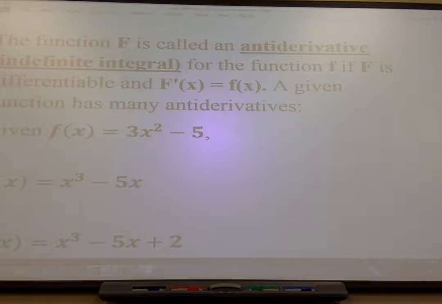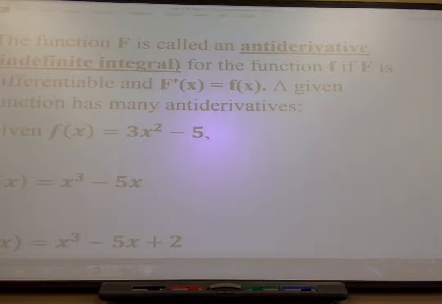A function capital F is called an antiderivative or indefinite integral for the function little f if capital F is differentiable and capital F prime equals f of x. A given function has many antiderivatives.